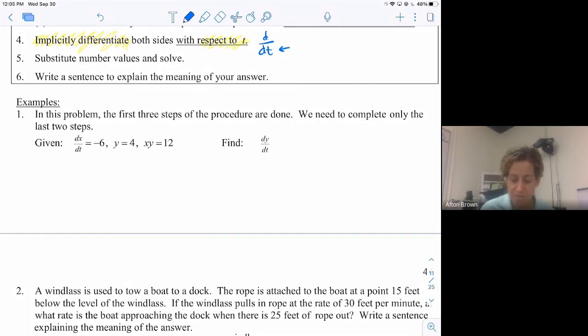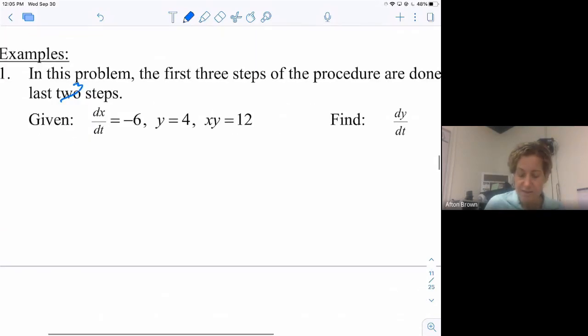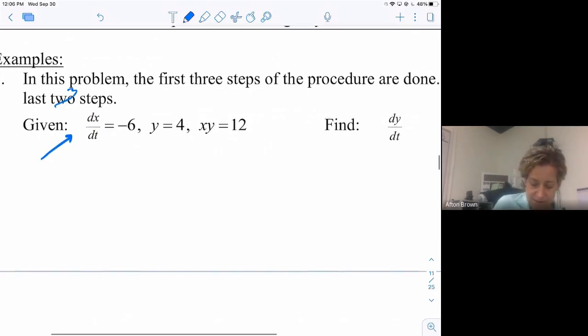So we really need to complete the last 3 steps because we have to do implicit differentiation and then solve. They're telling us that dx/dt... if I think about this in words, dx/dt is saying the change in x. So d always just stands for the change. This is the change in x with respect to the change in time.